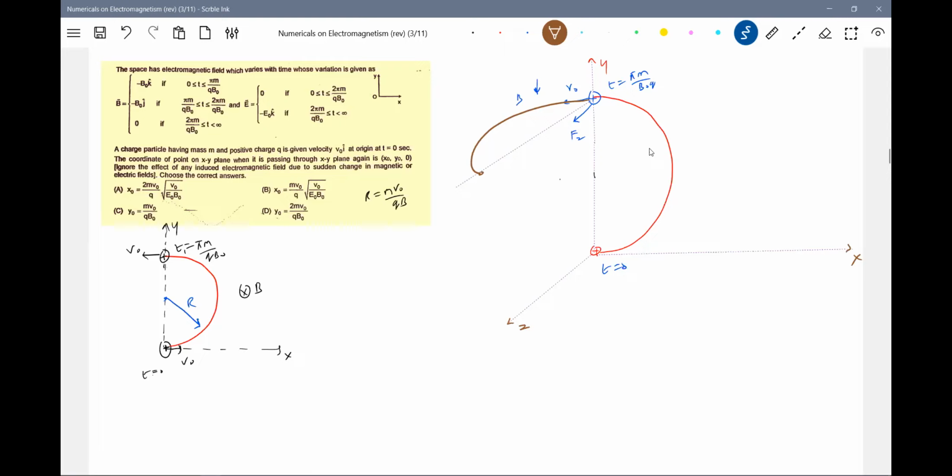a semicircular path it is. So what is the time? This time will be t equal to 2 pi m by B naught Q. It will be here. So there's point 1, 2, this is 3. So what height will it be? It will be at height 2r. And what is the distance? This will be 2r.